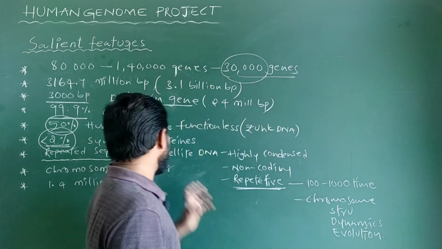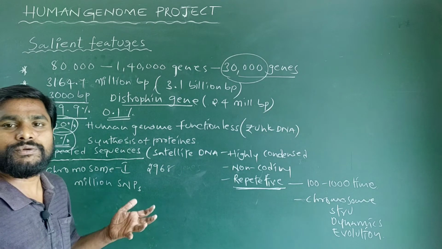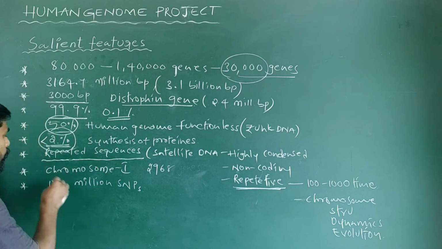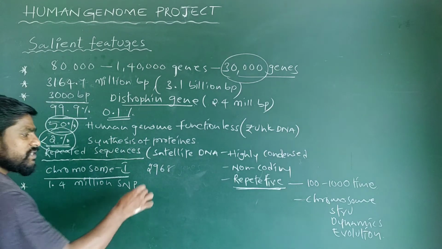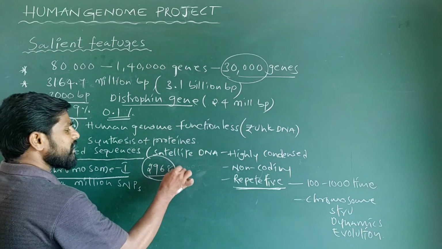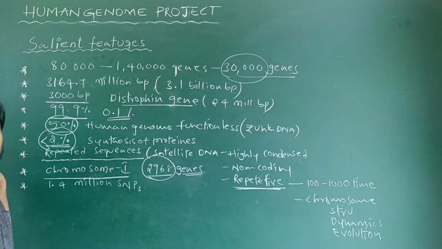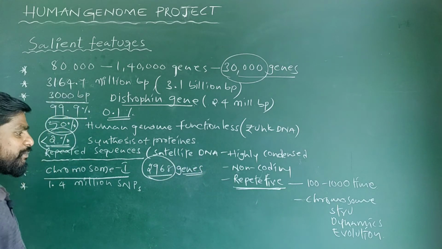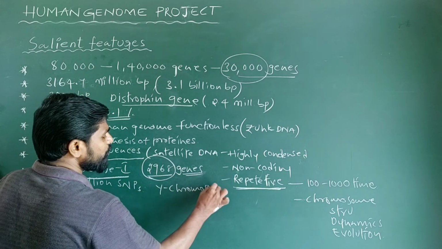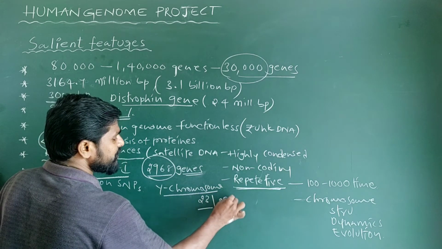This is what we came to know about the satellite DNA or repetitive sequences through this Human Genome Project. Chromosome 1 is the largest chromosome, having about 2968 genes, and the smallest chromosome in the human genome is the Y chromosome. The Y chromosome has only about 231 genes.